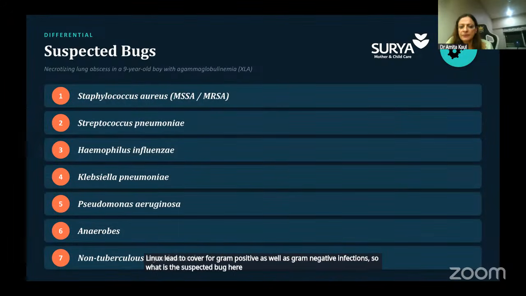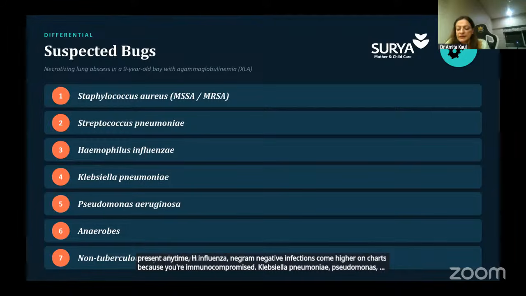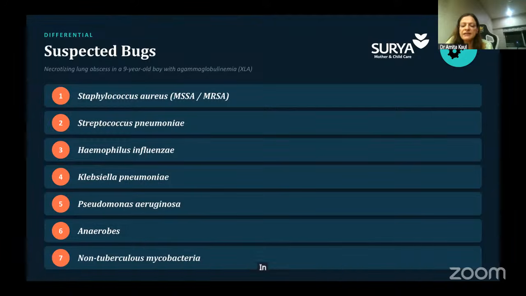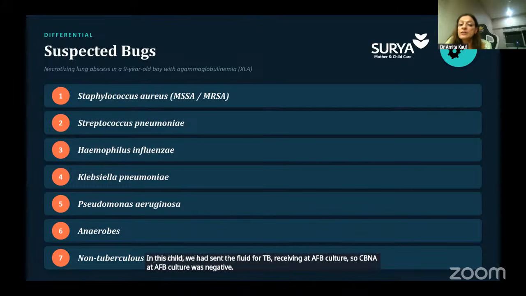So what is the suspected bug here? You have staph, strep pneumonia can be present anytime, H influenza. Gram negative infections come higher on the charts because you're immunocompromised: Klebsiella pneumoniae, Pseudomonas, anaerobes, non-tuberculous mycobacterium. In this child, we had sent the fluid for TB CB-NAT and AFB culture. So CB-NAT and AFB culture were negative. We grew Stenotrophomonas later. Stenotrophomonas is a water bug.